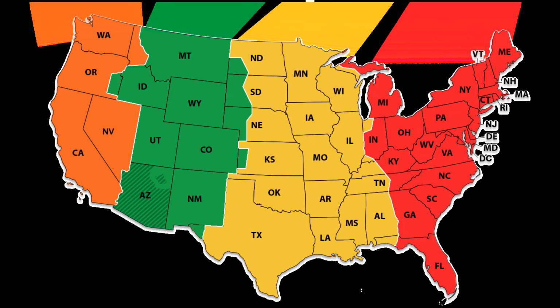All of the time zones are depicted in different colors. So as you can see, Eastern Daylight Time is in red, there on the right where we are. Then you've got Central Daylight Time in yellow, Mountain Daylight Time in green, and Pacific Daylight Time in orange.